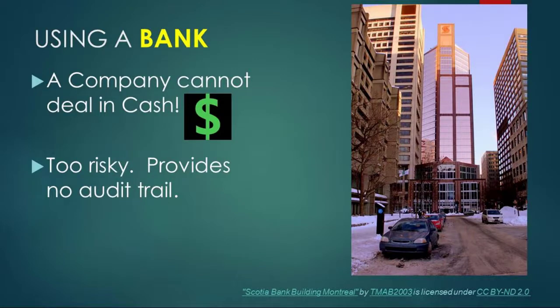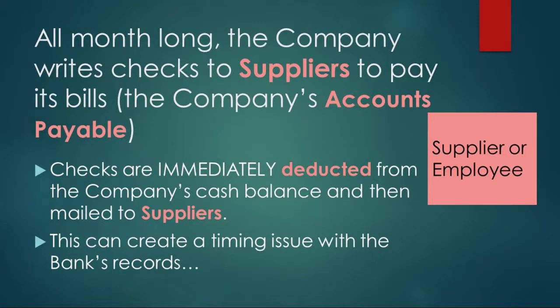And as I've said, the company cannot deal in cash. It's too risky, and it provides no audit trail. All month long, the company is writing checks to its suppliers to pay its bills. All month long, checks are immediately written up as journal entries and deducted from the cash account. And then the actual check is mailed to a supplier. Now, there are other ways of paying bills. There's automatic transfers, and you can do that as well. But I want to focus on the checks because I think it's easier to understand as a first step. Now, this can create a timing issue with the bank's records. The company has booked the journal entry immediately, but the bank won't recognize the transaction until the supplier cashes the check.